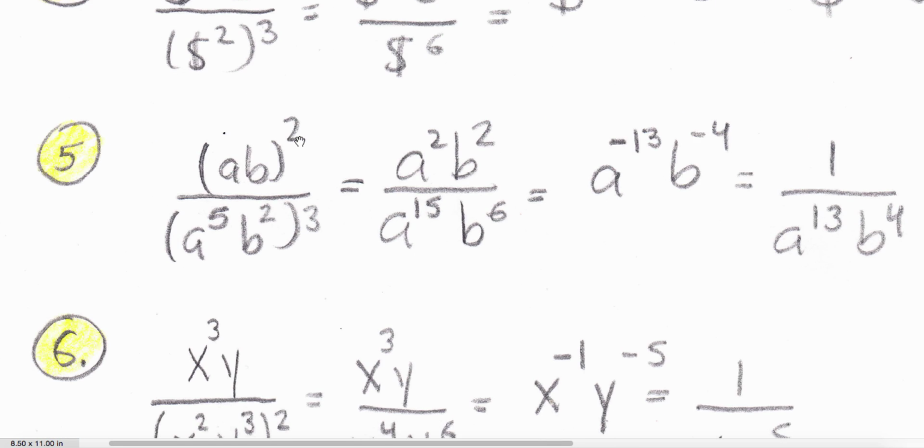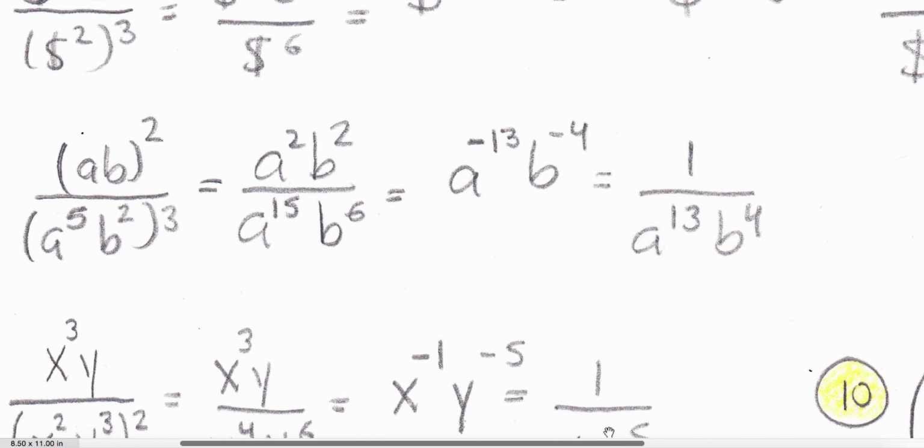ab all squared divided by a to the 5th b squared all cubed. So here we use the power to power property. So this becomes a squared b squared over a to the 15th b to the 6th. Now we subtract powers of like bases. So 2 minus 15 is negative 13. 2 minus 6 is negative 4. We cannot leave the answer with negative powers, so this becomes 1 over a to the 13th b to the 4th.